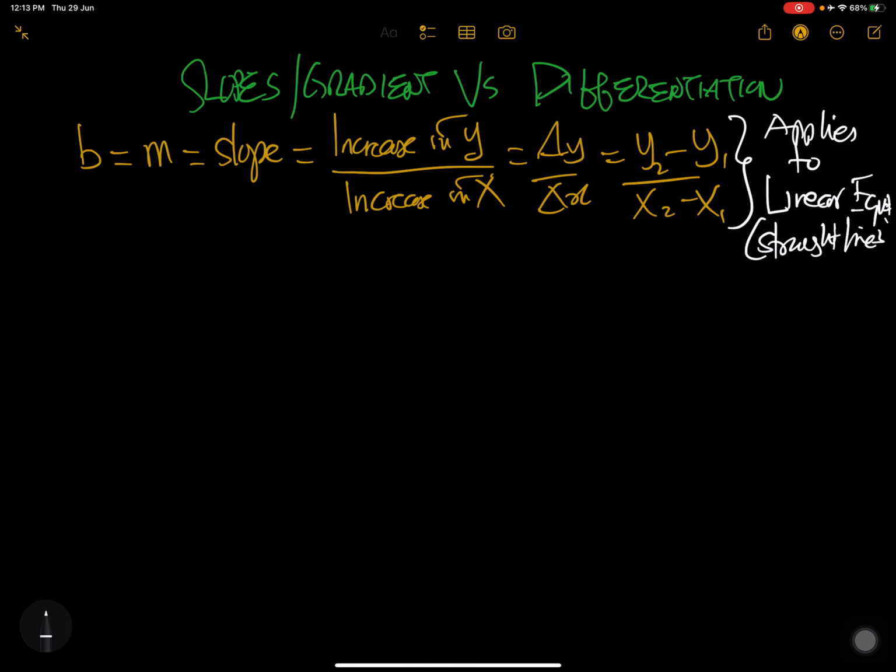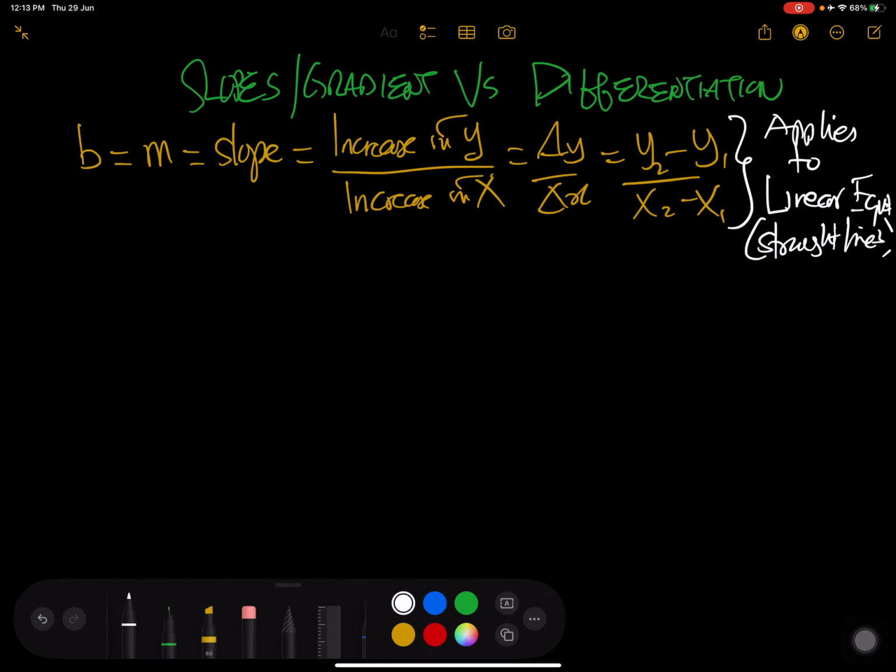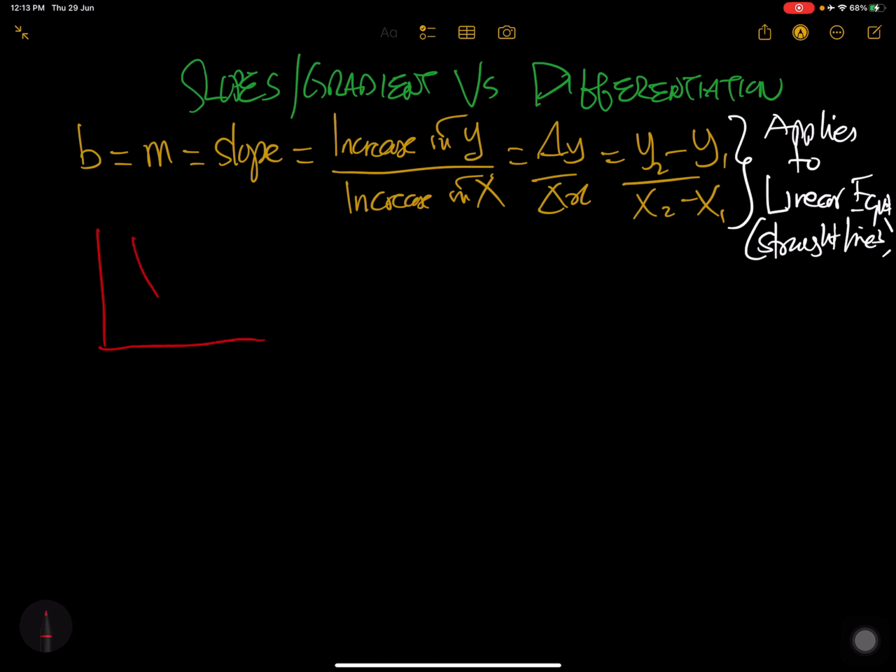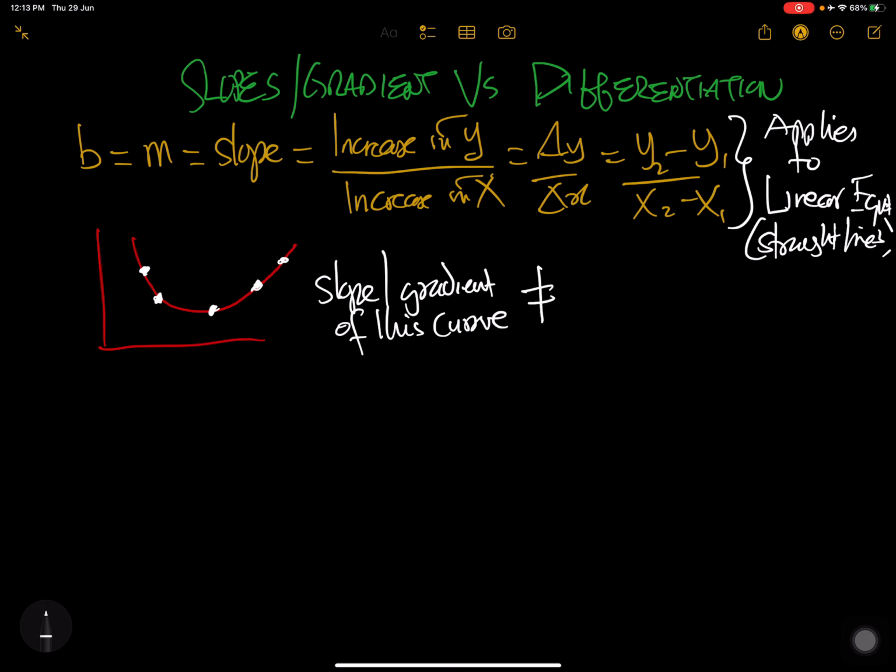But in real life, everything is not straight. We might have curves, maybe a curve like this, and we will want to compute. Remember, the points will be different. The points are not on a straight line. They are on a curve. So if we want to compute a slope or gradient of this curve, we can't use this. It cannot be equal to y2 minus y1 over x2 minus x1. What are we going to do? We have to use differentiation.